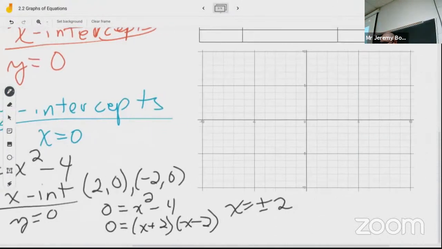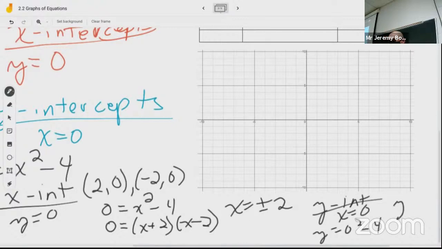And now if we want to do our y-intercept, what are we going to do? We're going to set x equal to 0. And so we'll have y is equal to 0 squared minus 4, which is going to give us y equals negative 4, which means that our y-intercept is going to be 0 comma negative 4. And so that is our intercepts.